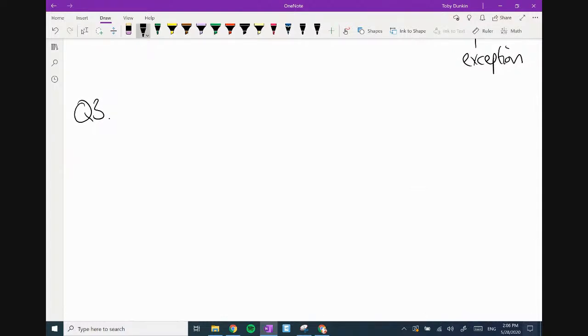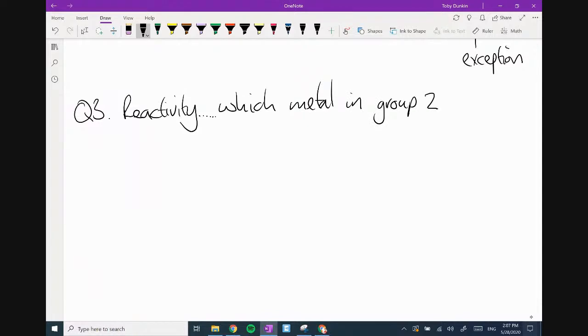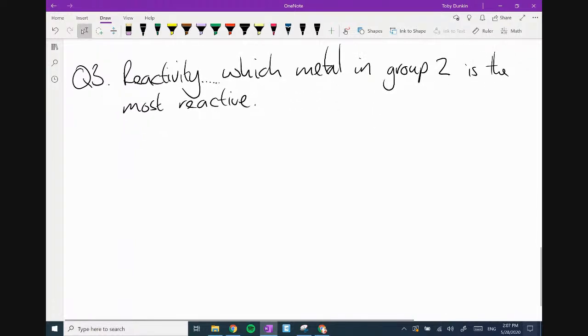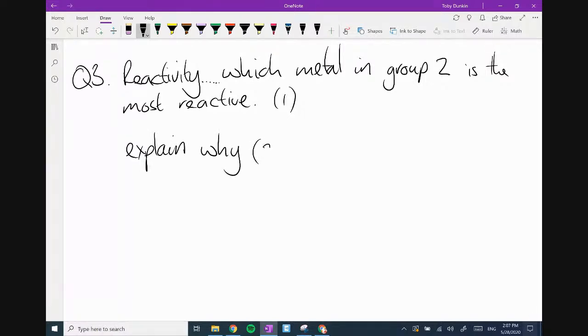Okay, this is a bit of an old school question for you guys in year 10. So, reactivity. Which metal in group 2 is the most reactive? On the chat, quick as you can, find your periodic tables. Which metal in group 2 is the most reactive? 1 mark. They're then going to say, explain your answer. Explain why. And that's going to be 3 marks.